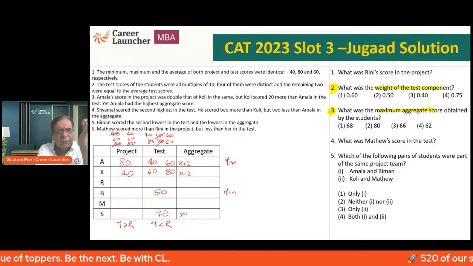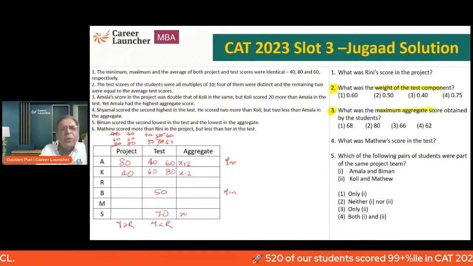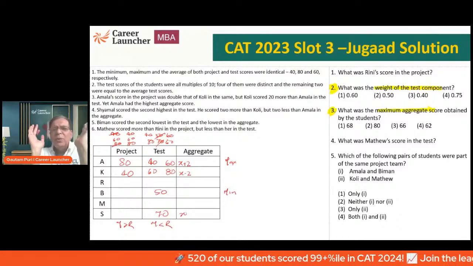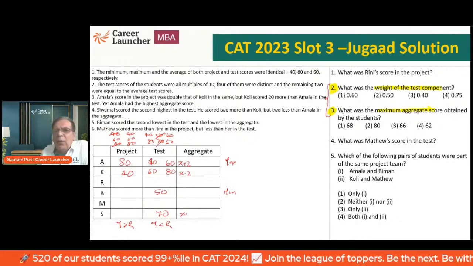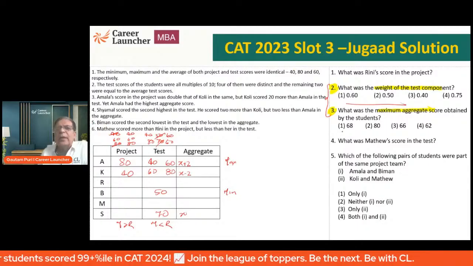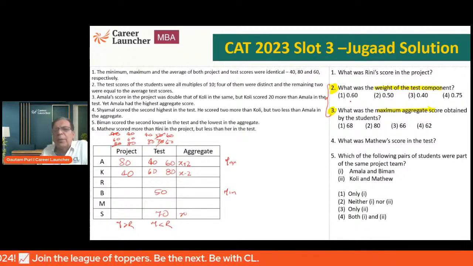Now, if you remember, we have looked at all these statements so far. Okay. Now what will I do? I'll go to question 2 and question 3 combined. By using these weights, can I check what the aggregate score is? So let's start. What is the weight of the test component? I am reasonably sure the answer is one of these two.